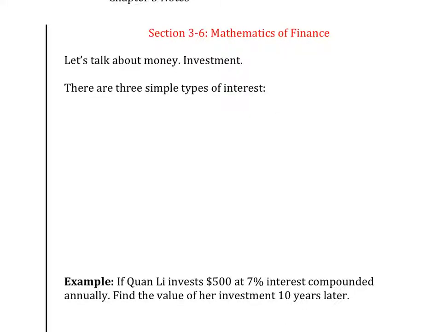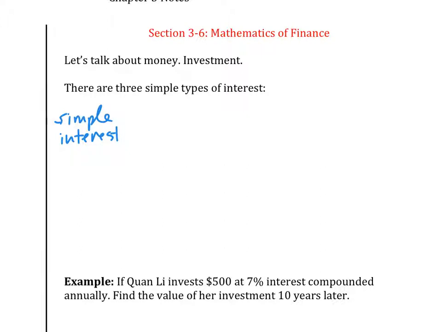All right, so in this section, we're going to talk about money and investments. And usually there are three types of interest that come with money. The first one is called simple interest. Simple interest means that you put money in and then every year you get some amount out. And the amount does not accumulate over time.